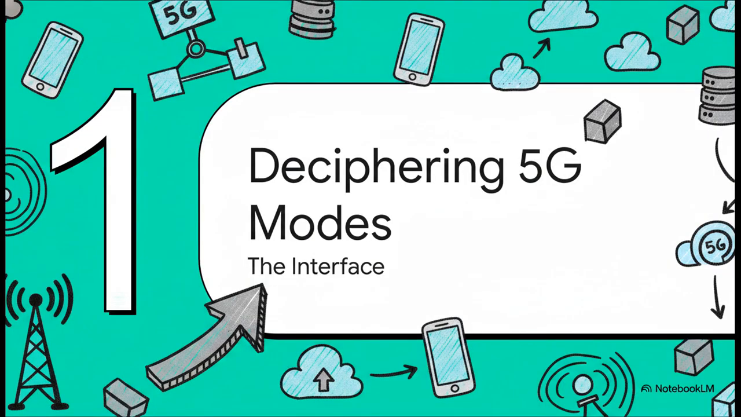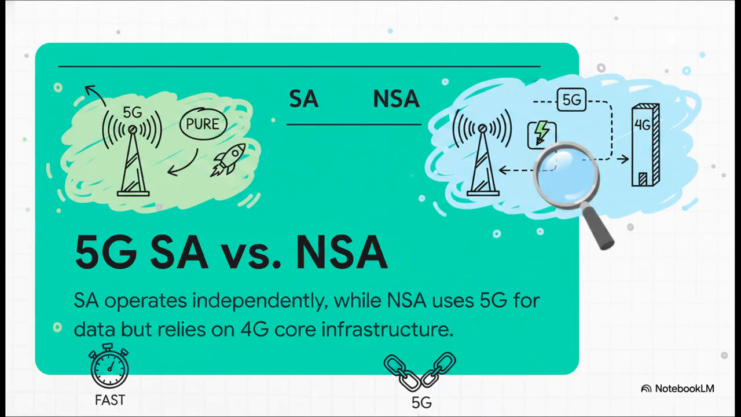Okay, Section 1. Deciphering 5G user modes, the interface. Let's set the baseline. 5G standalone, or SA, operates completely independently. We're talking maximum speed, incredibly low latency, literally the pure, true 5G experience. But then we have 5G non-standalone, or NSA. This uses 5G for the actual data transfer, sure, but it still heavily relies on your older 4G core infrastructure to function. We saw NSA everywhere during the initial 5G rollouts just to get the tech off the ground fast.